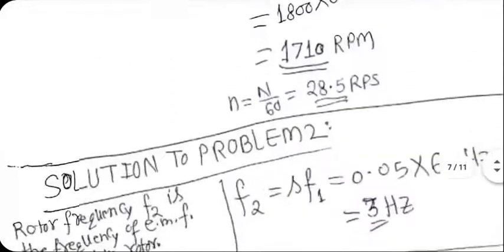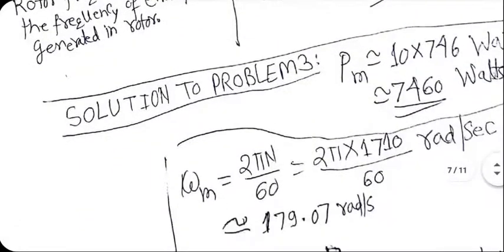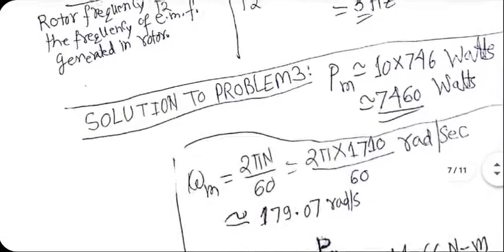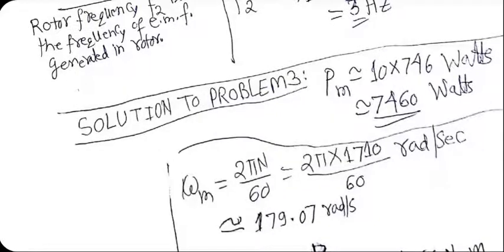Here it is. PM means output power. M generally means motor. So if you want to call it PO or P0, I'm okay with that. 10 into 746 is 7460 watts, fine. And N happens to be 1710 RPM. So 2 pi into 1710 divided by 60 gives you omega M, or omega if you want. And that value turns out to be 179.07 radian per second.